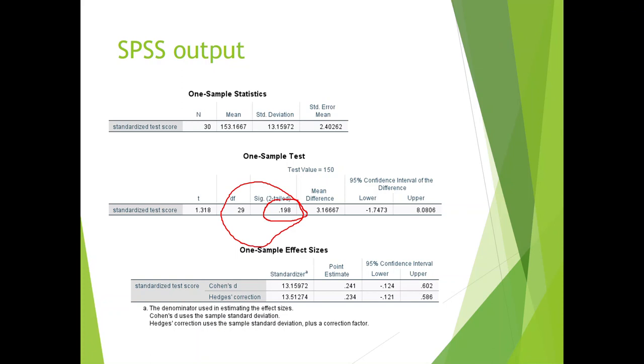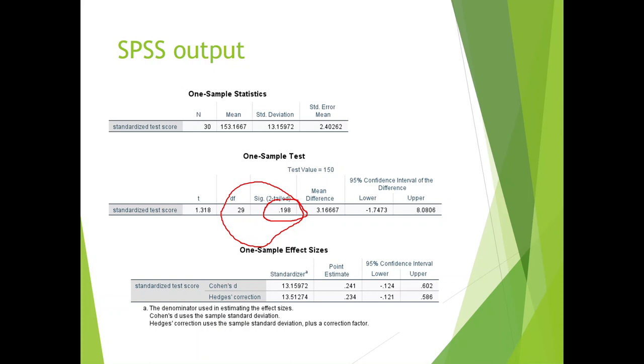0.198. The sig value tells you whether this test was significant or not. Essentially what we do here is we compare that sig value, which is our p-value, our probability of getting this difference just due to chance alone, to our alpha level. If our sig value is less than our alpha level, that would mean our test was significant. If our sig value is greater than our alpha level, that would mean our test is not significant.